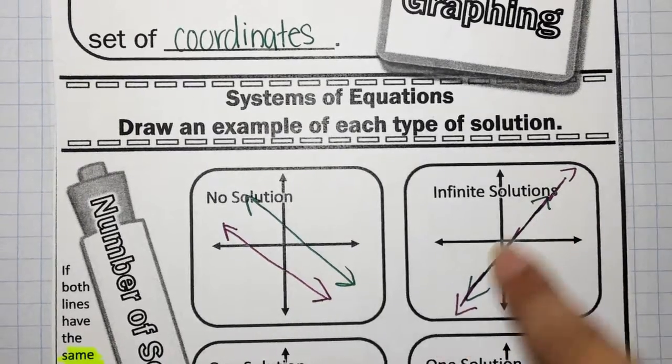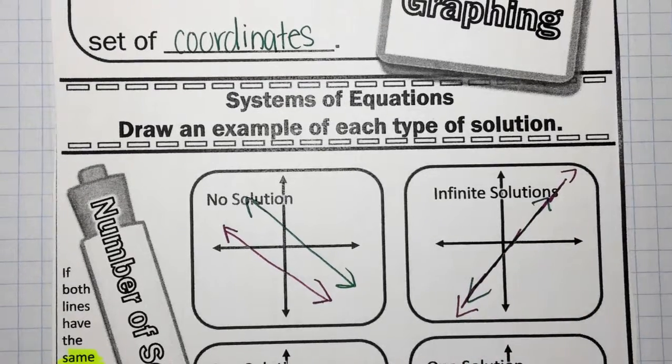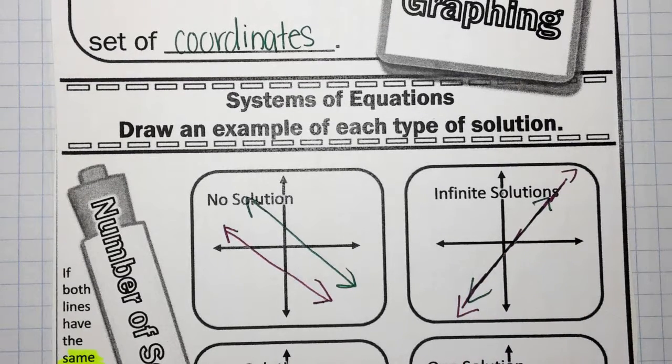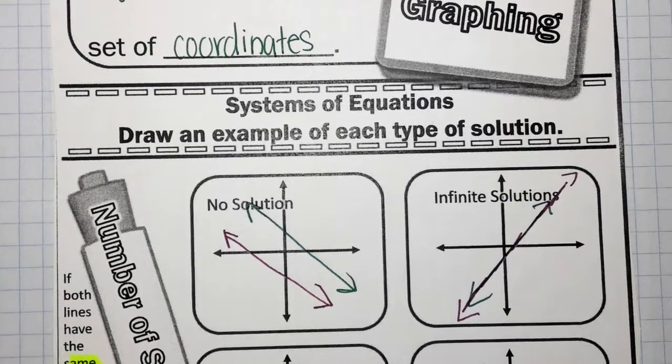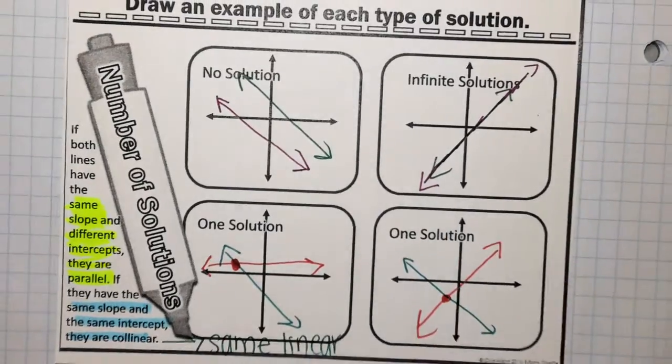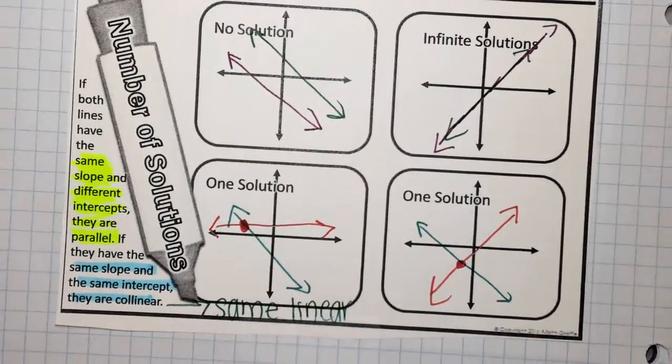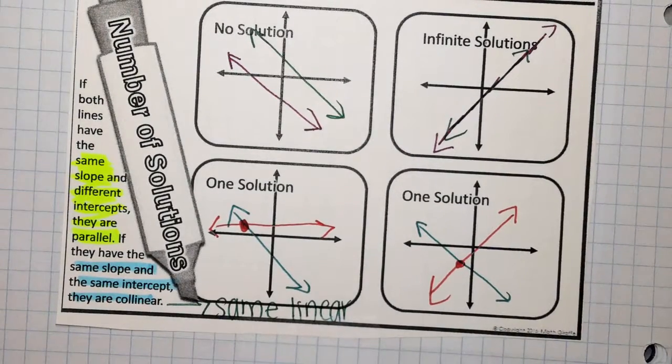All right, infinite solutions. What about that? Read that part. We highlighted it on Friday. Same slope. Yeah. And they're called what? Starts with a C. Collinear. Awesome. Collinear. Y'all, it's just the word co and then linear. Collinear.